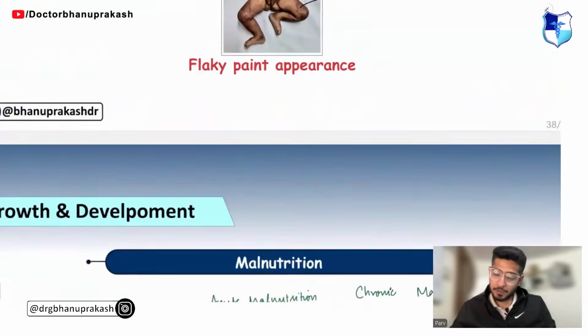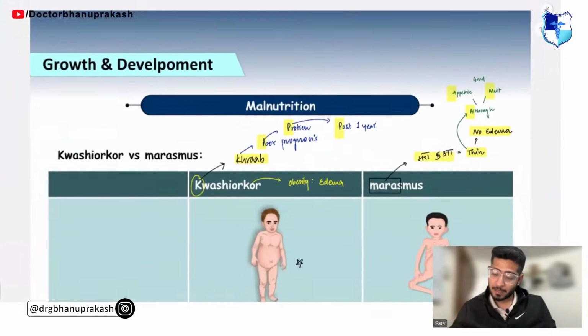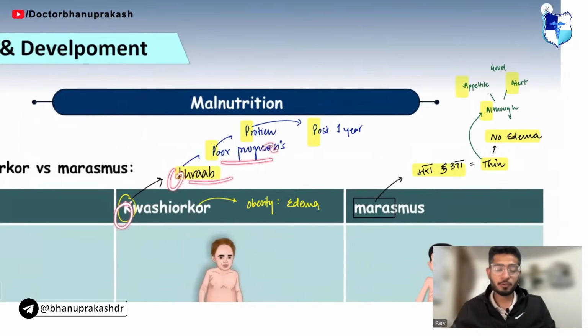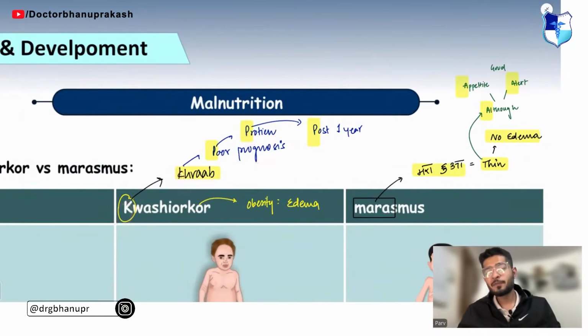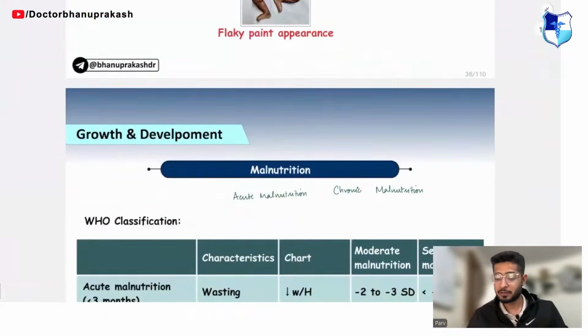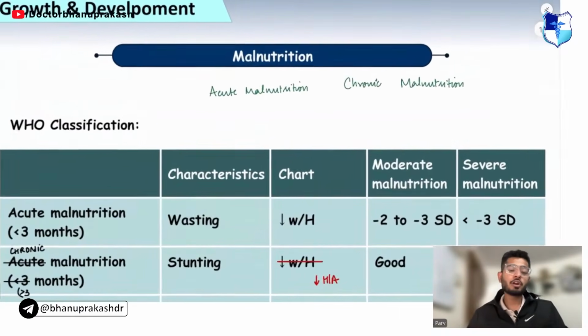Okay, so I hope that this malnutrition mnemonic is clear: K for kwashiorkor, K for kharab, poor prognosis, protein, post 1 year. And marasmus, mara hua, although appetite is there, normal, and the child is going to be alert.